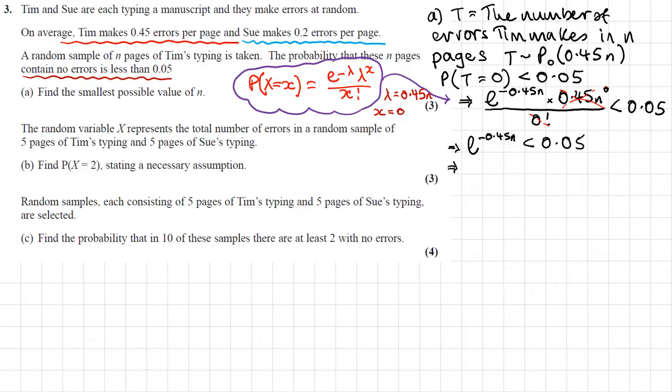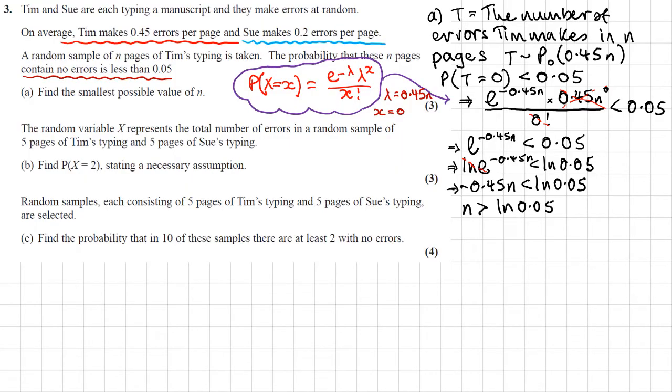Next step would be to do the natural log of both sides, as we want to get rid of e. So natural log e to the negative 0.45n is less than natural log 0.05. Now the e and the log will cancel out, just leaving us with negative 0.45n, I missed the n out there, negative 0.45n is less than natural log 0.05, and then I'll divide both sides by negative 0.45, which means reversing the inequality sign, so I've got natural log 0.05 divided by negative 0.45.